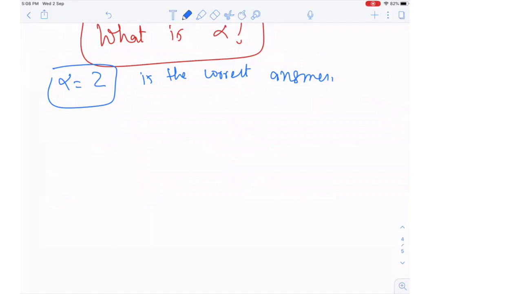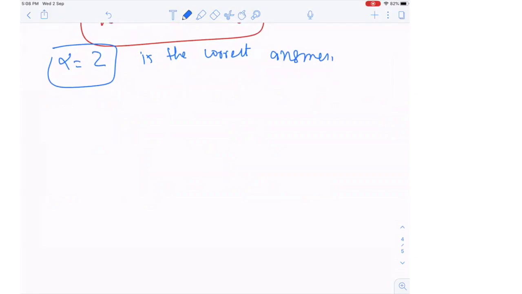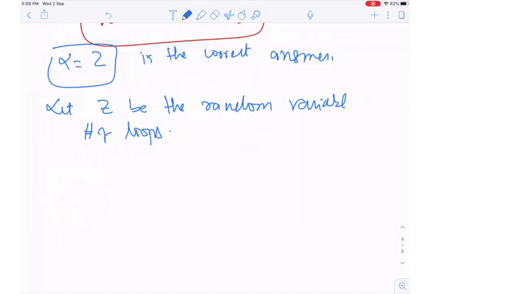Okay, so let's try to get alpha equal to 2. So I'm going to set up some random variable. Let Z be the random variable which is the number of, say, loops. Okay. So if Z is a random variable, what all values can Z take? What is its range?